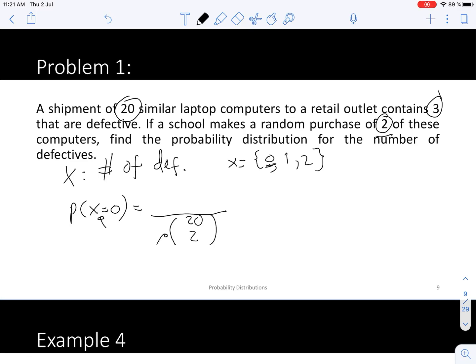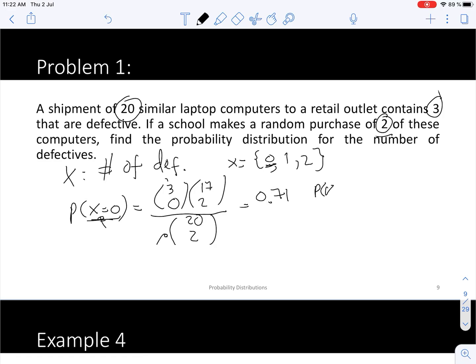Now we need to get the number of points where x is equal to 0. So what is the meaning of x is equal to 0? Remember that there are 20 computers, they are buying 2, and there are 3 defectives in total. So from the 3 defectives, they are getting none because x is equal to 0 in this case, right? So from the 17 remaining computers, these are good computers, they are okay, because there are only 3 defectives. So they are gonna get 2 of them, right? So from the defective computers, they get 0, and from the good computers, they get 2. So that's how they find the probability. You can get a probability of 0.715 and more decimals.